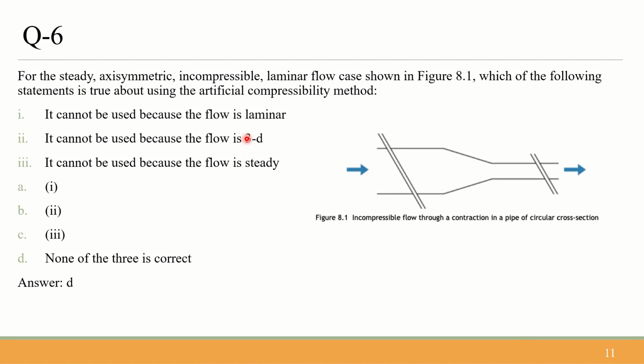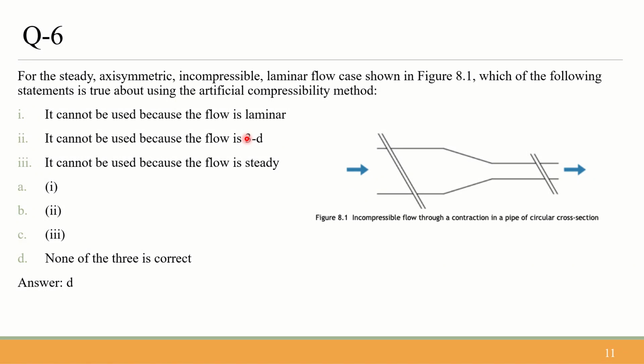So all three statements are basically false. The first one, it cannot be used because the flow is laminar, is false because it can be used. Second one, it cannot be used because the flow is 3D, again it is false because it can be used, and the flow we are dealing with is not a three-dimensional problem, because we have reduced it to a two-dimensional problem since the condition of axisymmetric is mentioned.